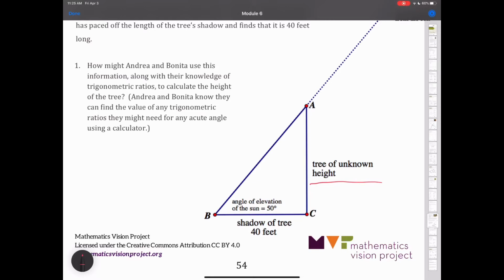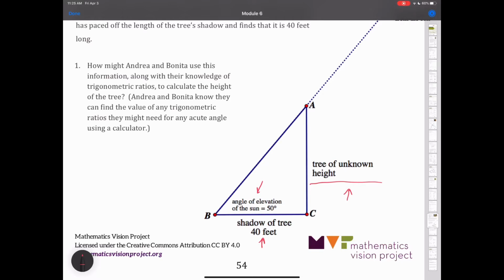So, Andrea and Benita know they can find the value of any trigonometric ratio they might need for any acute angle using a calculator. So, we can actually use a calculator with that 50 degrees, put in a trigonometric function, and get a value out. So, let's do just that. What I'm going to do is set up a trig ratio that includes both the unknown side, the known side, and the known angle.